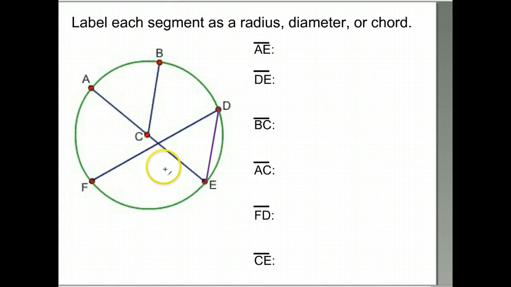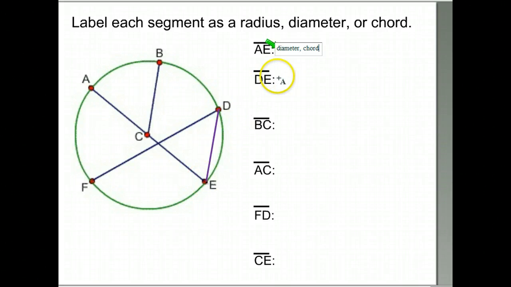Let's do some practice identifying them. Let's label each segment as either a radius, a diameter, or a chord. Sometimes more than one will apply. So first they want us to label AE. What would AE be? There's the line segment starting at A, going all the way down to E. Notice it goes through the middle of the circle, and it goes from one side to the other through the center. So we could call this a diameter. Notice it also qualifies as a chord because it touches 2 points on the circle.